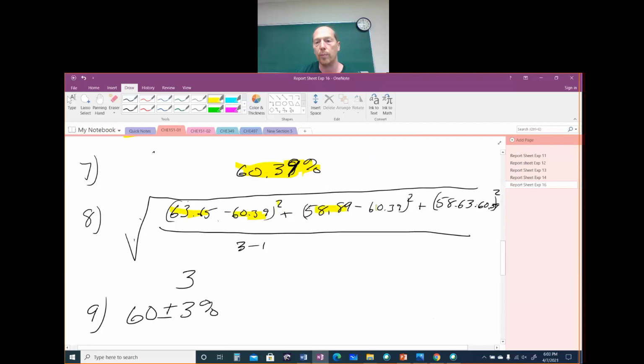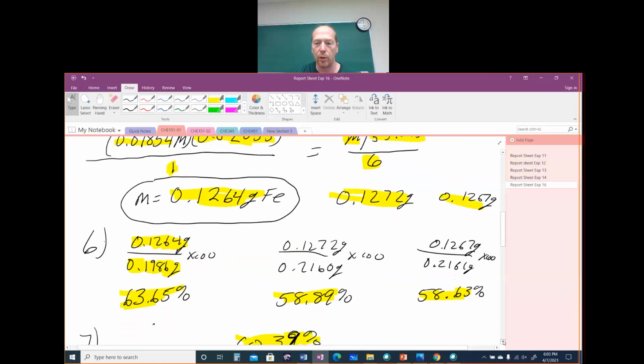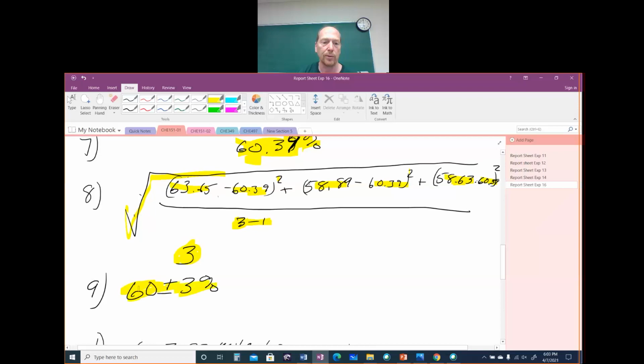Number 8, as for the standard deviation, you take run 1 minus your average, square it, plus run 2 minus your average, square it, plus run 3 minus your average, square it, and then you divide that by n minus 1, where n is the number of times you did it. We did this 3 times, minus 1. Then you take the square root of that, and you get the answer of 3. When your standard deviation is 3, you round your 60.39 to the ones place, and so you get 60 plus or minus 3%.